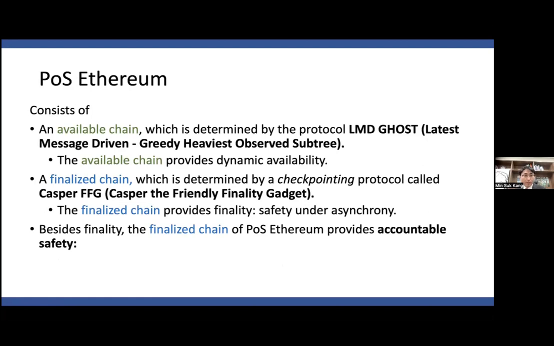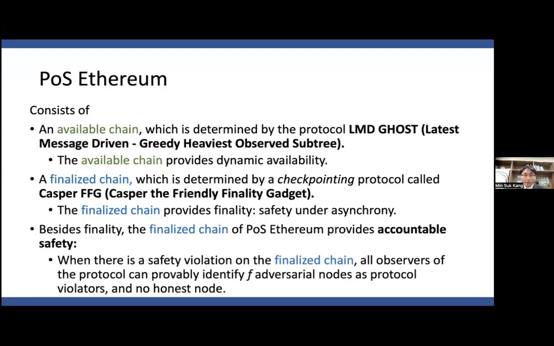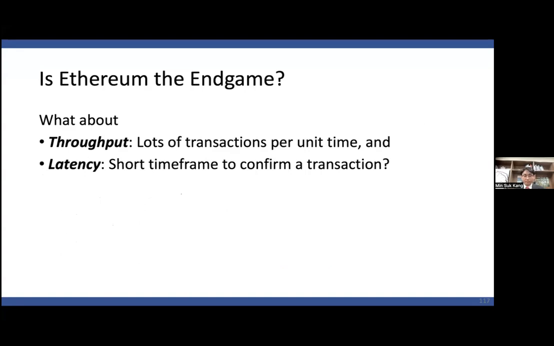So with these, the finalized chain of proof of stake Ethereum provides accountable safety. Why accountable safety? Because if there are any violators, then you can actually make them accountable for that. So I actually didn't keep the time, but this is almost the last slide. So then Ethereum is really cool. It provides more than what Bitcoin can provide, and also it can provide us a world computer. We can run any arbitrary code there.